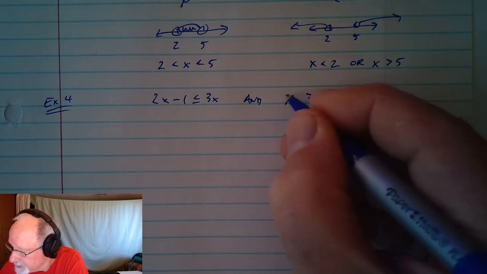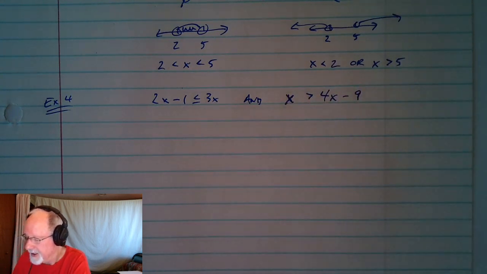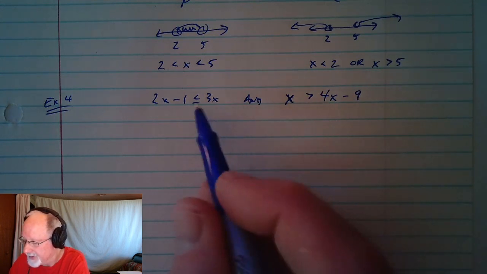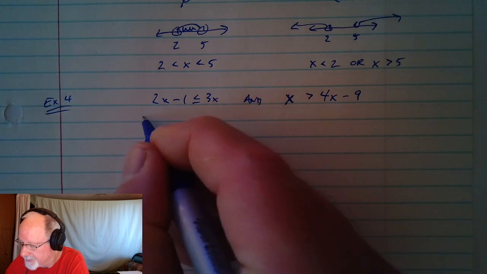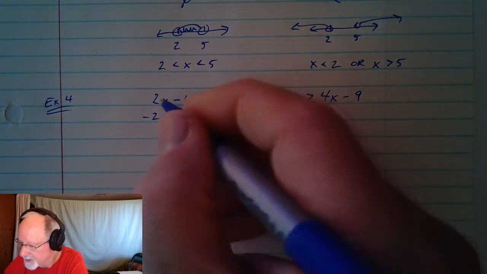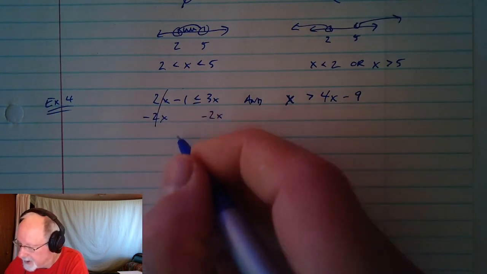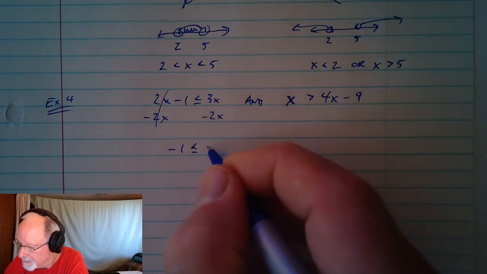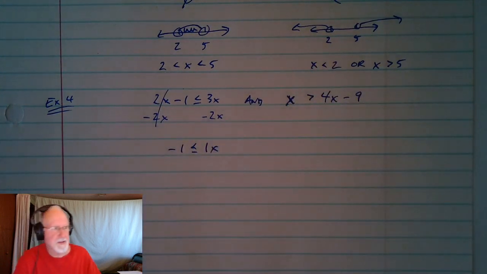So when you do these problems and they're given to you like this, we're going to do each one separate and then put them together at the end. So this is just a two-stepper. I'm going to move this 2x over to the other side by subtracting it away. Goodbye 2x. Now you get -1 less than or equal to 1x.